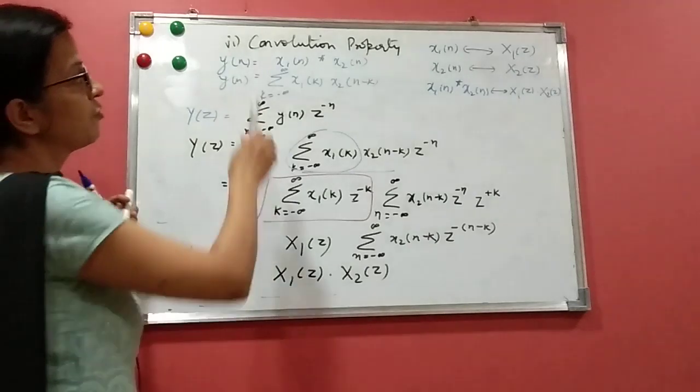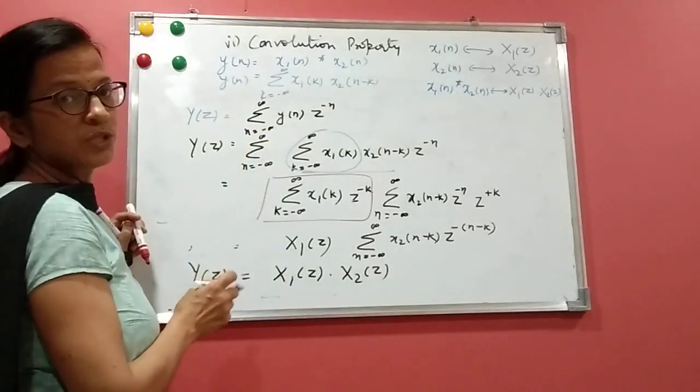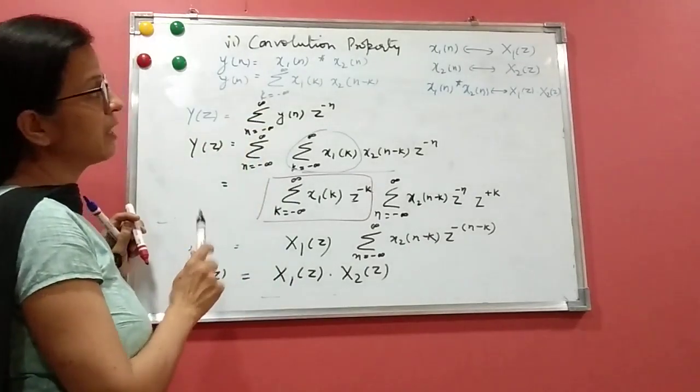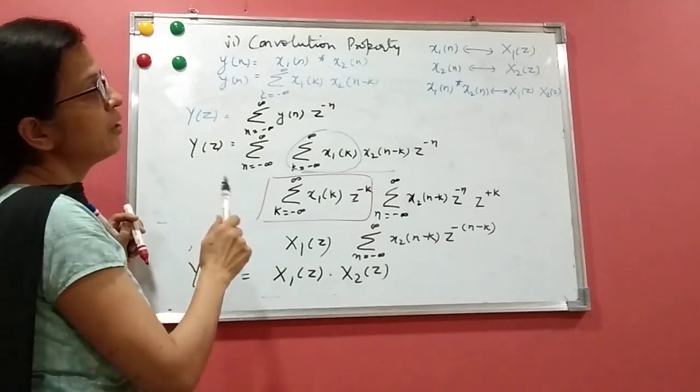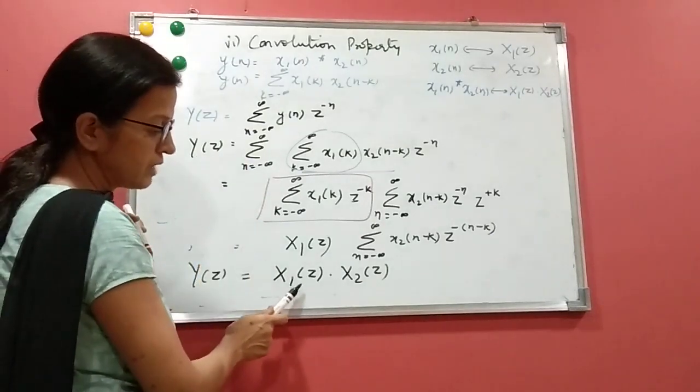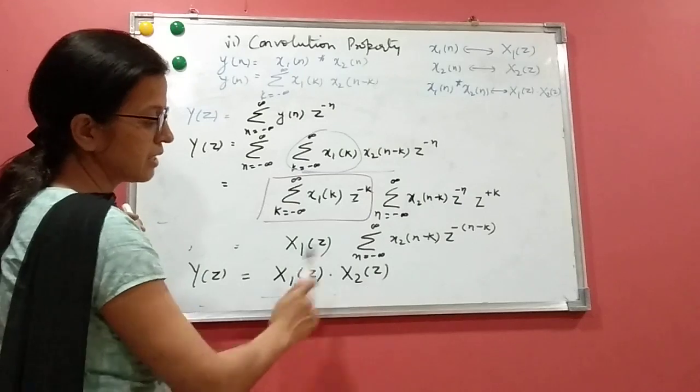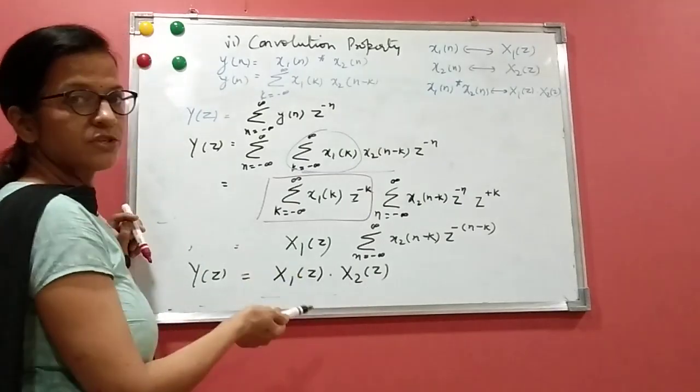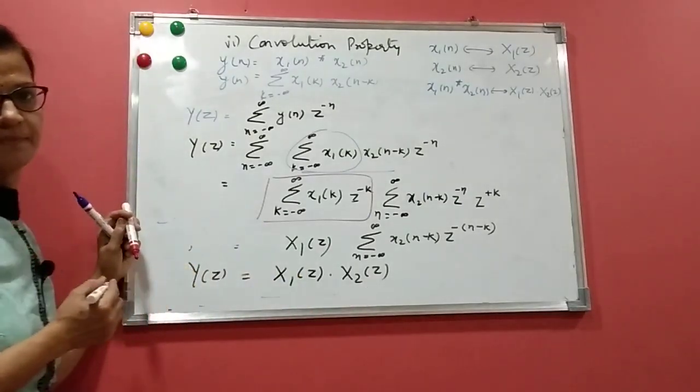Whenever you have to find a convolution, you have seen that sometimes convolution in time domain becomes difficult to find when you have a complex signal. What we can do is find the z transform of the first signal, the z transform of the second signal, multiply, take the inverse transform, and you get the convolution of the signals.